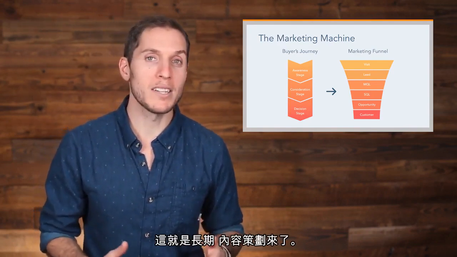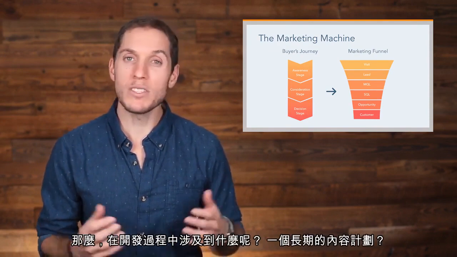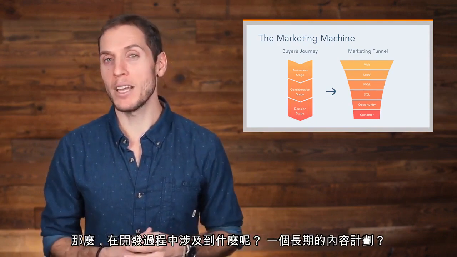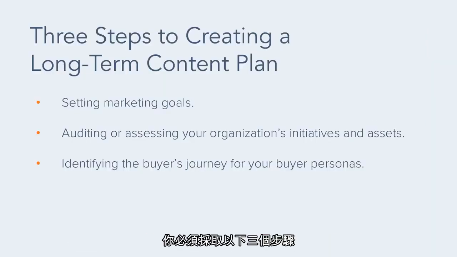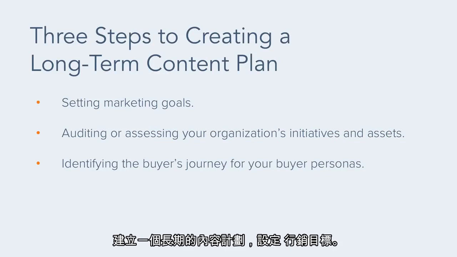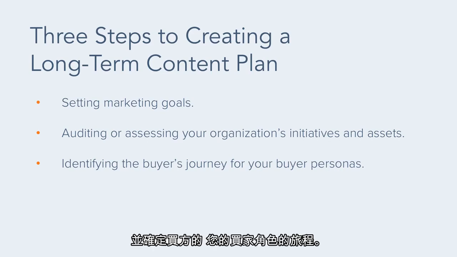This is where long-term content planning comes in. So what's involved in developing a long-term content plan? There are 3 steps you must take to create a long-term content plan: setting marketing goals, auditing or assessing your organization's initiatives and assets, and identifying the buyer's journey for your buyer personas.